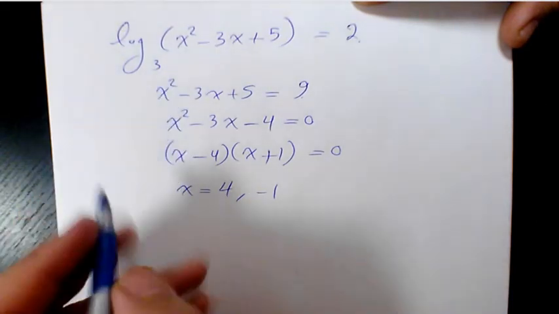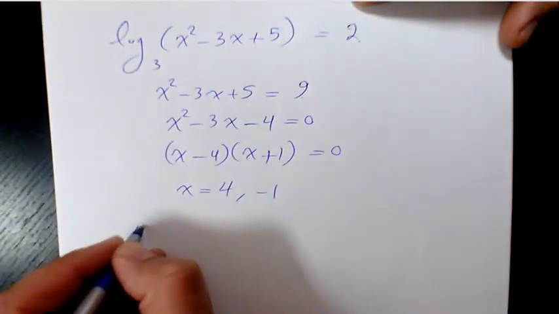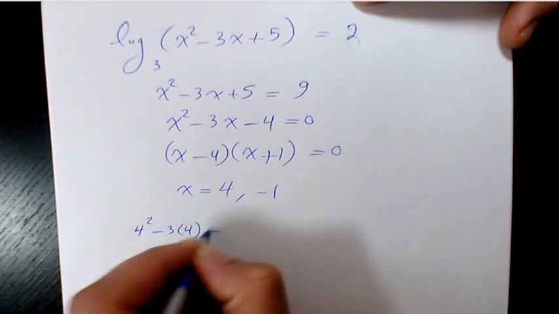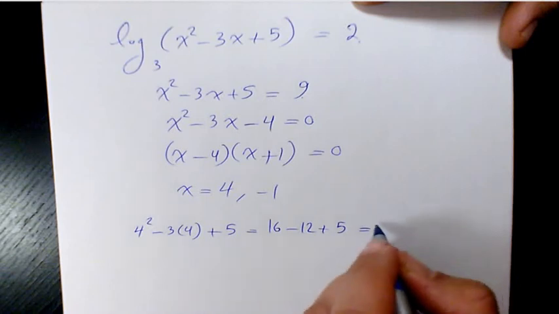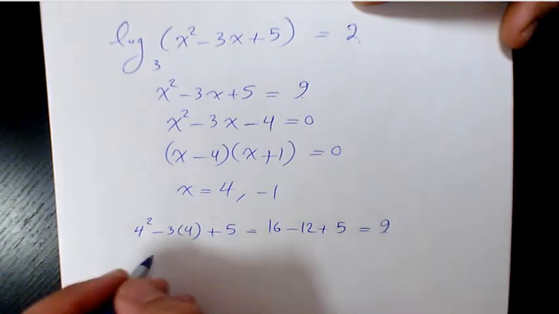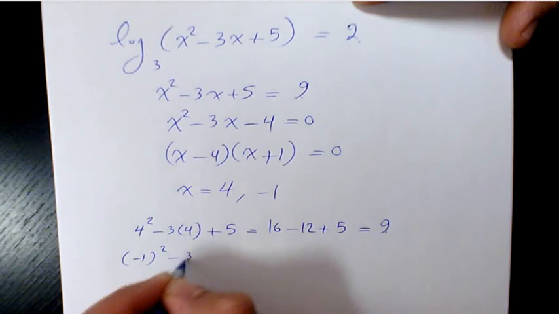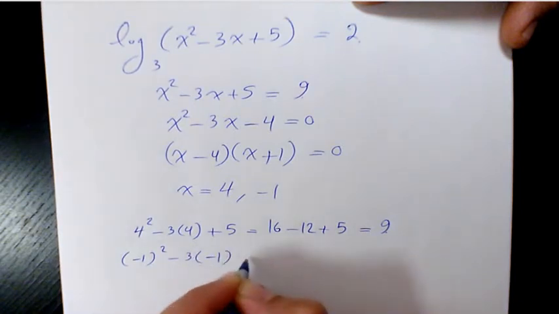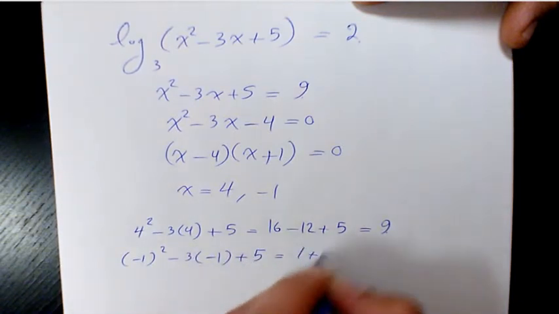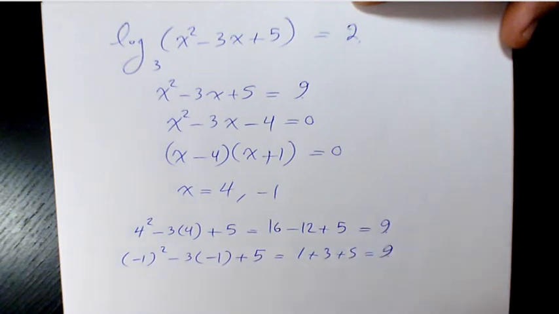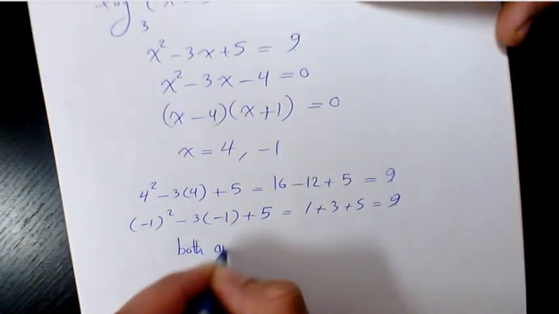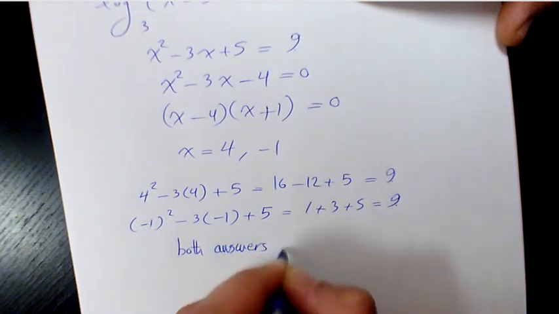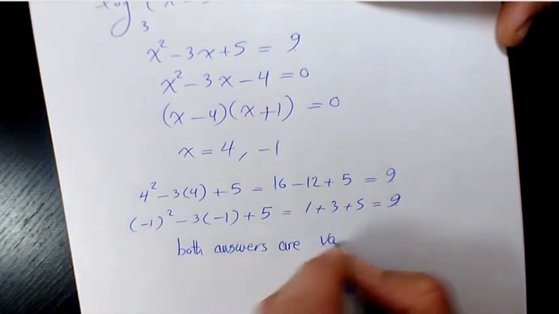When you substitute here, 4 squared minus 3 times 4 plus 5 is going to be 16 minus 12 plus 5. That's going to be 21 minus 12. That's 9. That's acceptable. Negative 1 squared subtract 3 times negative 1 plus 5 is going to be 1 plus 3 plus 5. That's going to be 9 as well. So it means that both answers are valid.